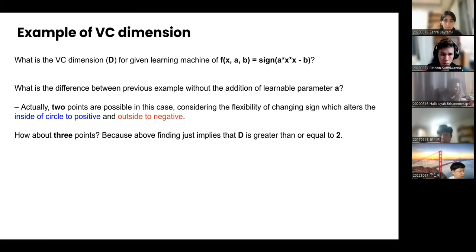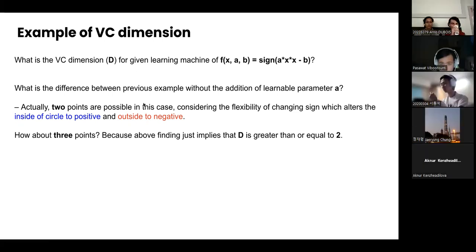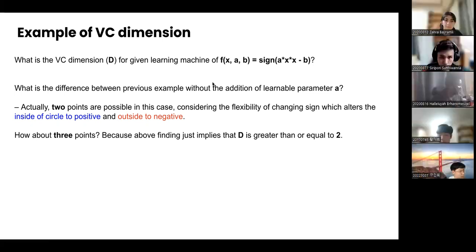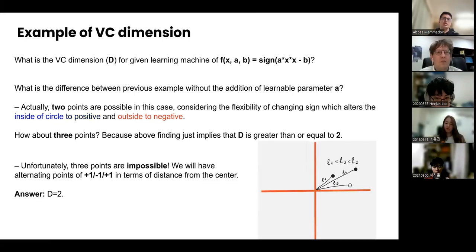But how about 3 points? Can we do that? Because this finding is just implying that d is greater than or equal to 2, because we can classify 2 or more points, but we don't know if we can do more. Let's analyze that part. Actually, unfortunately, we can't do that. 3 points are impossible, and the reason is that they are in general position in the plane, so they have different distances from the origin. And let's say they have some arrangement, L1 is less than L3 and L3 is less than L2. And we should consider all the arrangements.